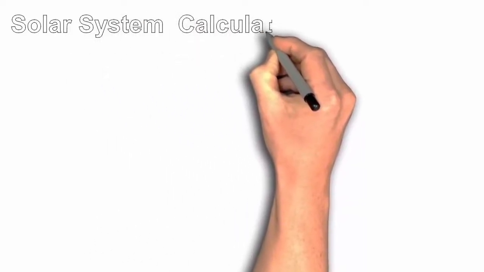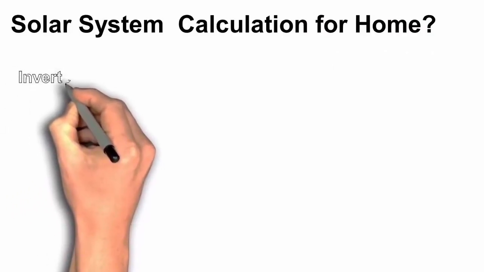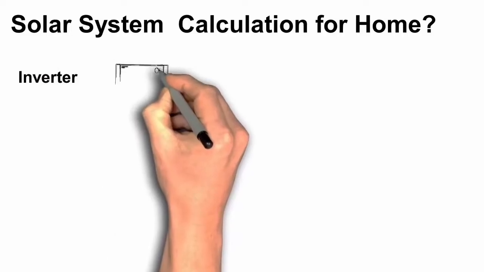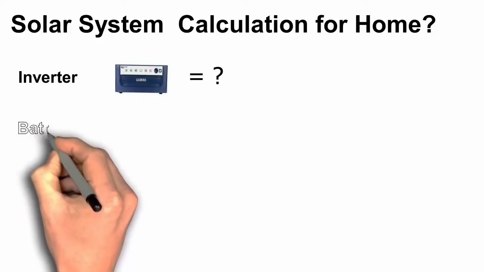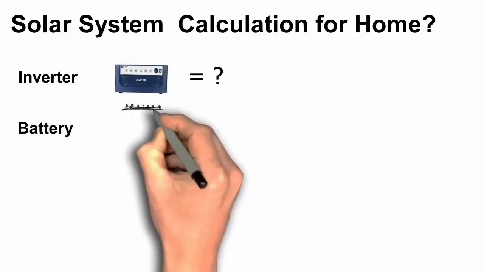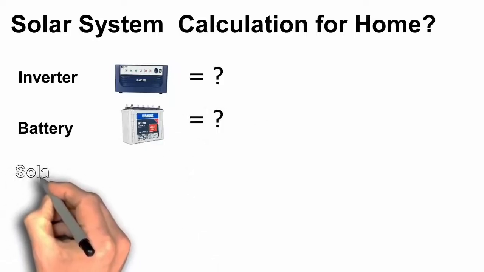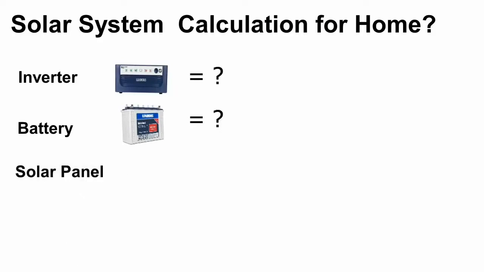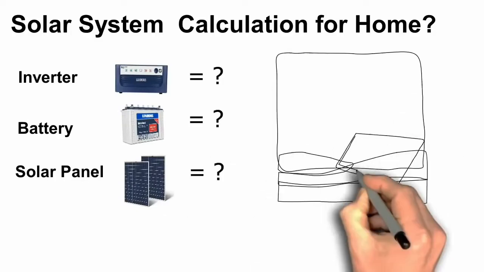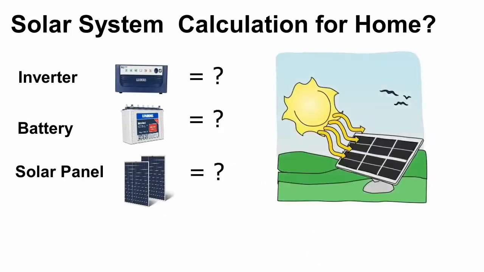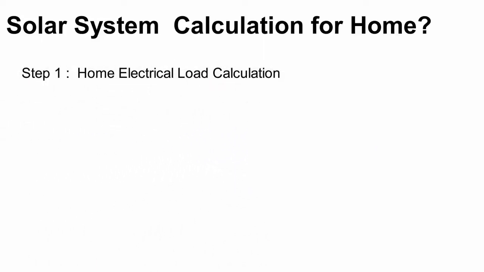In this tutorial we're going to be talking about how to calculate solar systems for homes. Now, in calculating solar systems for homes, basically what you calculate is your inverter rating, your battery rating, and of course you want to know your solar panel wattage rating. So all of that is important. So step number one, you want to calculate your home electrical load calculation.